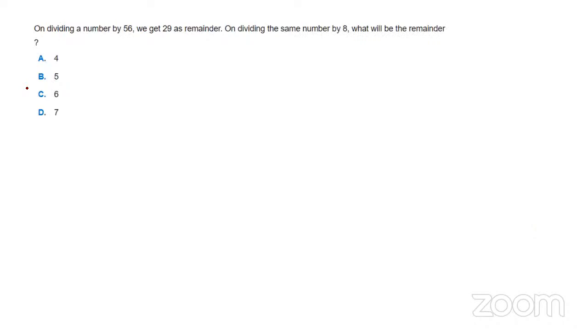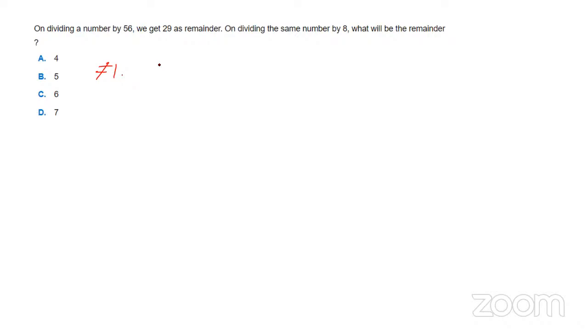This is another question based on numbers. On dividing a number by 56, we get 29 as the remainder. On dividing the same number by 8, what will be the remainder? That's the question here. There are two ways you can approach this question. Let's start with the conventional approach. On dividing the number by 56, we get 29 as the remainder.